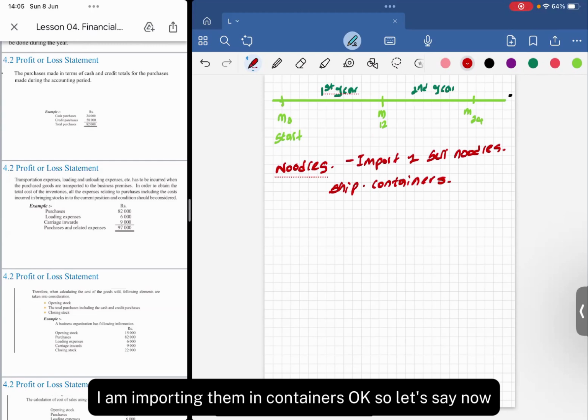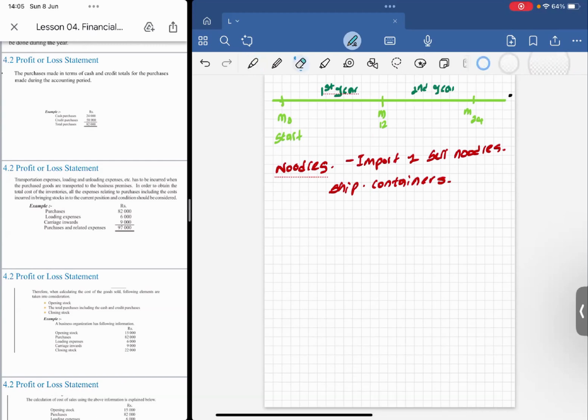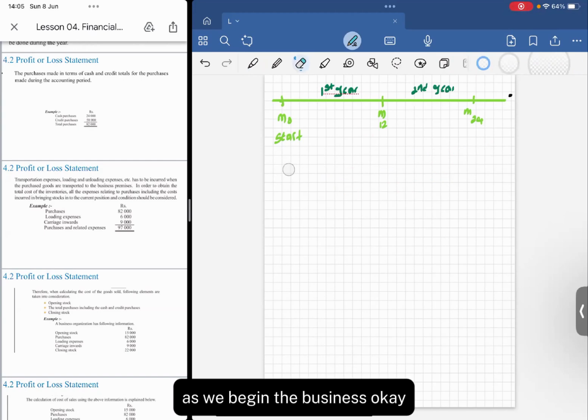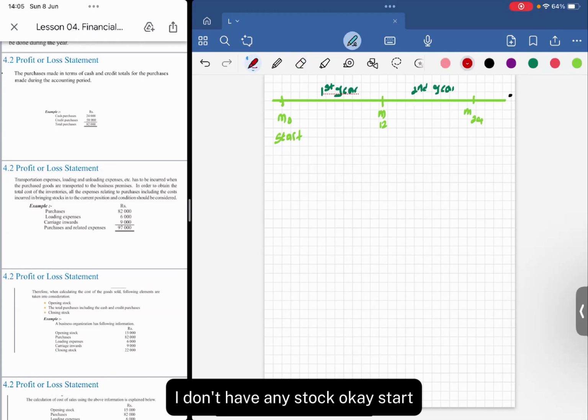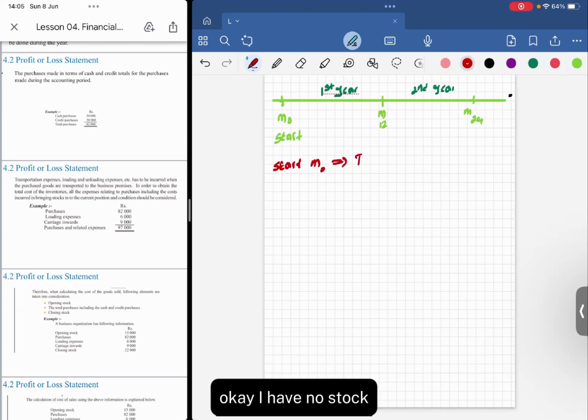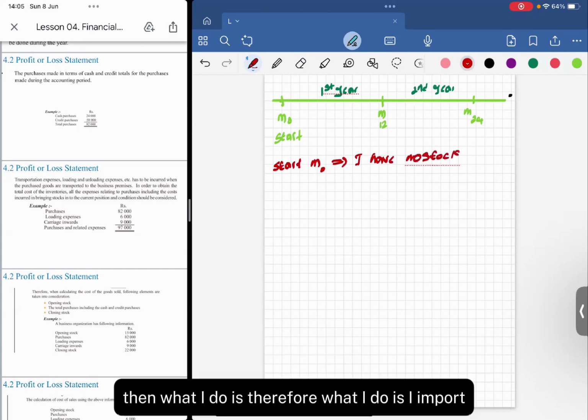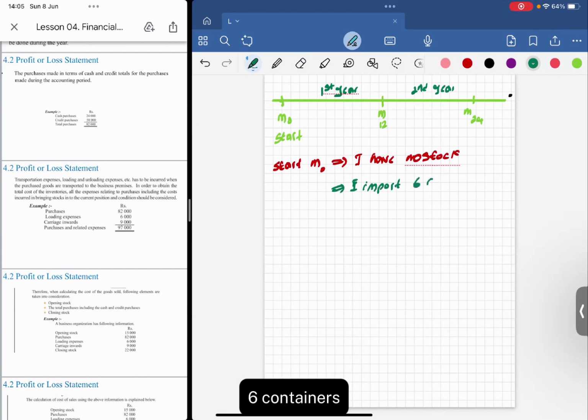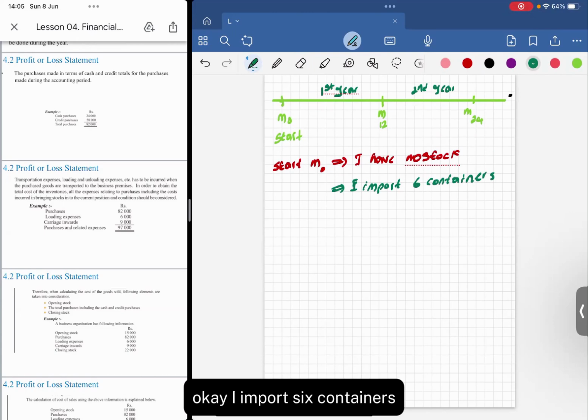So let's say as we begin the business, at month 0, I don't have any stock. Therefore what I do is I import 6 containers.